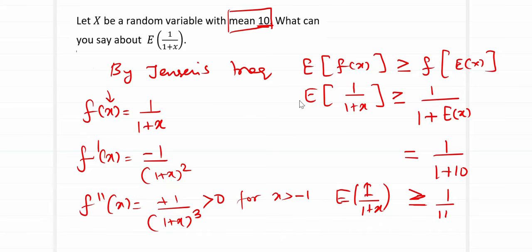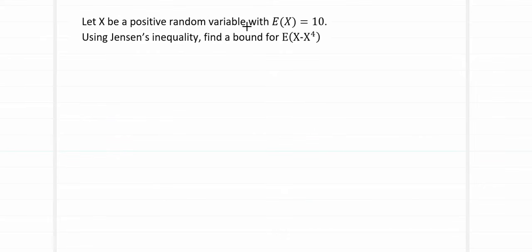So substitute the mean value which has been given for your E of X, and then we are done. And moving on to the next one: let X be a positive random variable with E of X as 10. Using Jensen's inequality, find a bound for E of X minus X power 4. So we will try simplifying this expression first.